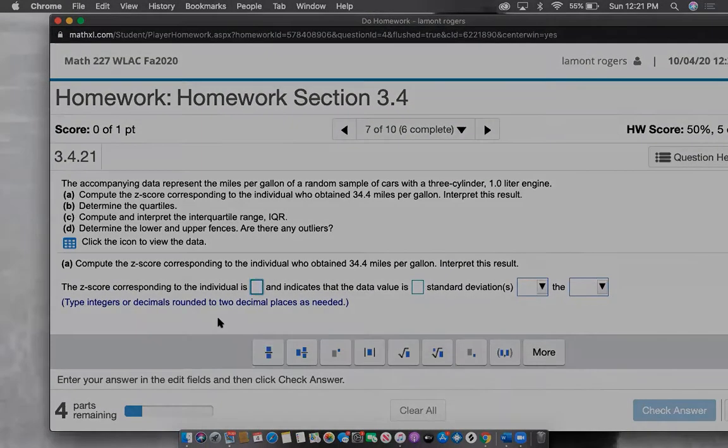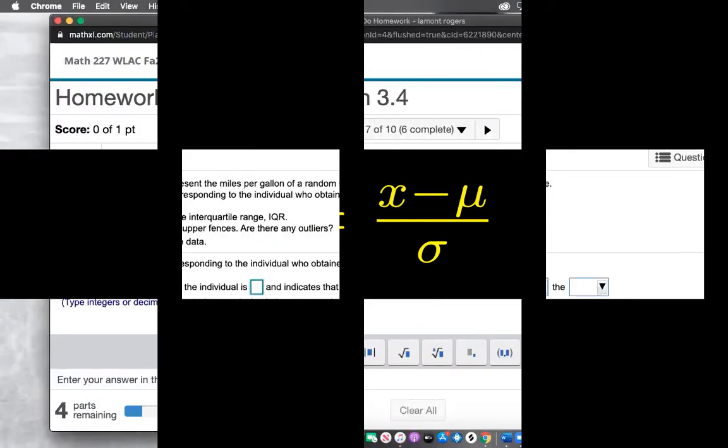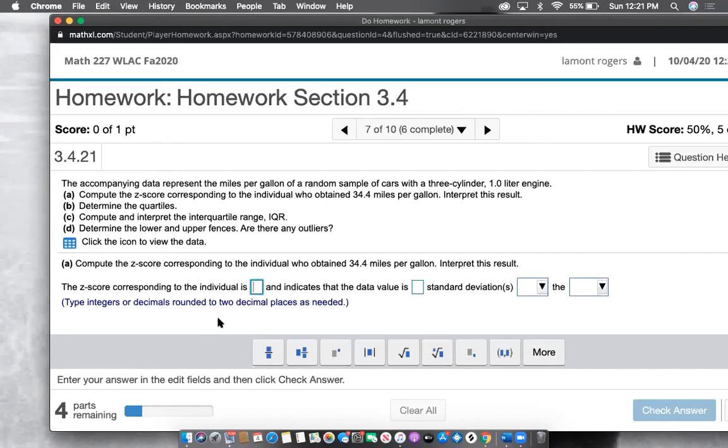Okay. So to find a Z-score, I know it's X minus, is that mu? Yeah. Divided by standard deviation. Yep. Sigma. Yep. But every time I plug it in, it just doesn't work out for me.